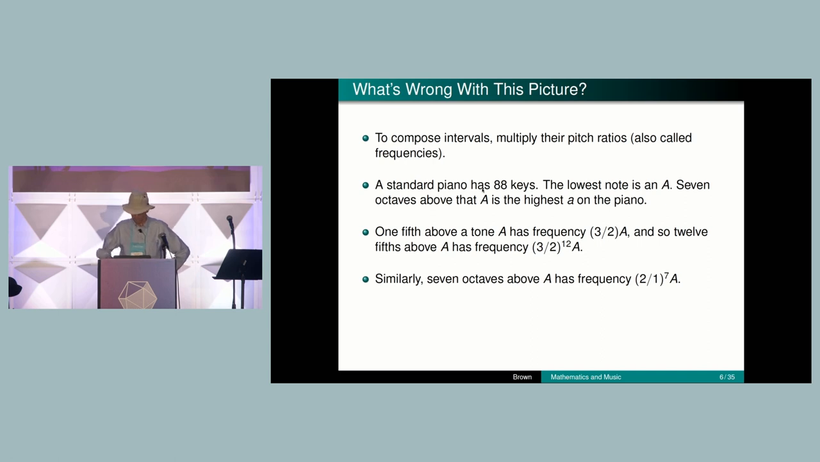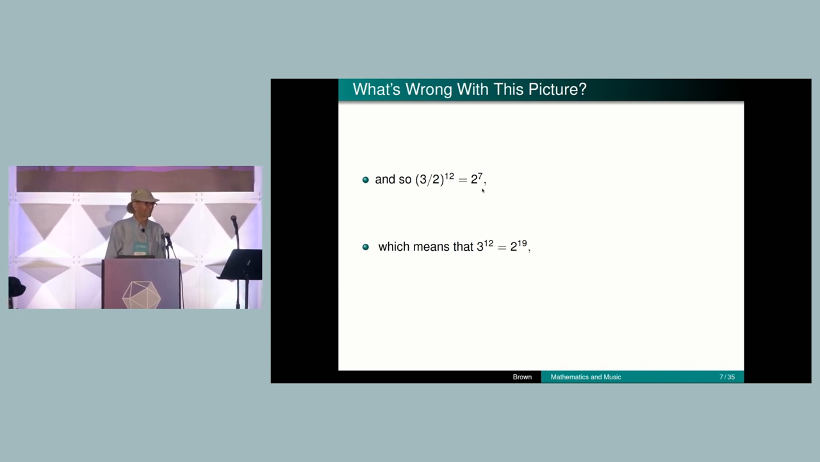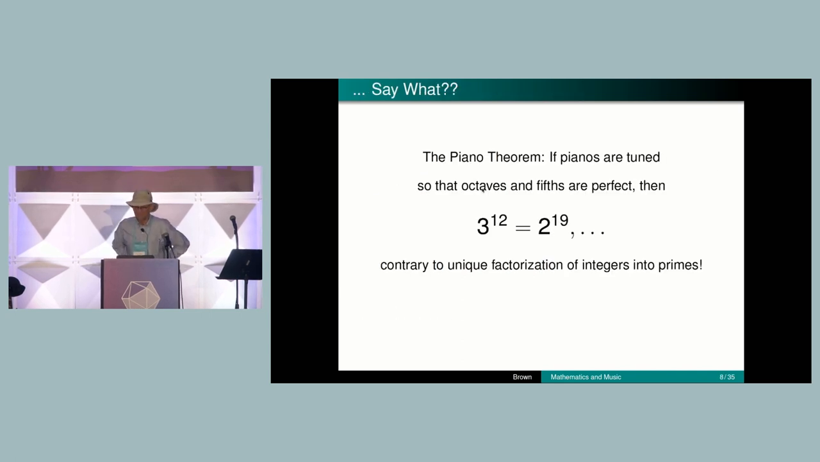Well, what's wrong with this picture is, on the piano, these notes are the same. So we should have (3/2) to the 12th equal to 2 to the 7th. That is to say, 3 to the 12th is 2 to the 19th. Bet you didn't know that, Art, did you? Wonderful. And so we have the piano theorem: if pianos are tuned so that octaves and fifths are both perfect, then 3 to the 12th equals 2 to the 19th, which is contrary to unique factorization of integers into primes.